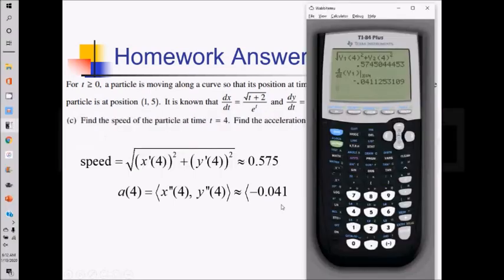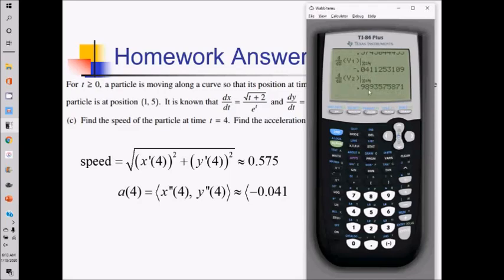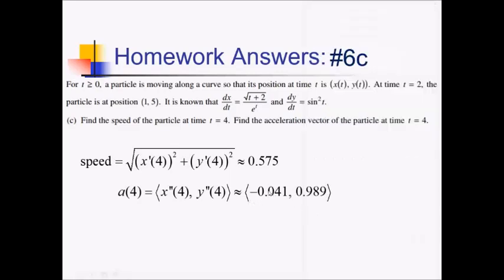Going back to the calculator now to get the other piece of this, to get the y double prime of 4, I can actually just yank my input from before up here, press enter. But now instead of doing y1, I'm going to do y2 in here. So alpha trace and then arrow down to get y2, because that's where I stored y prime. So this is really doing y double prime now at 4. And enter for that, about 0.989. So there's our acceleration vector.